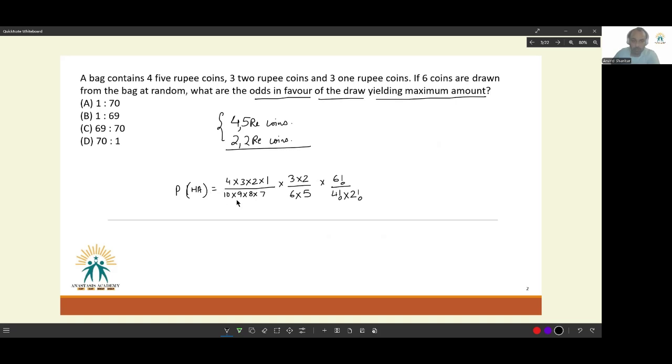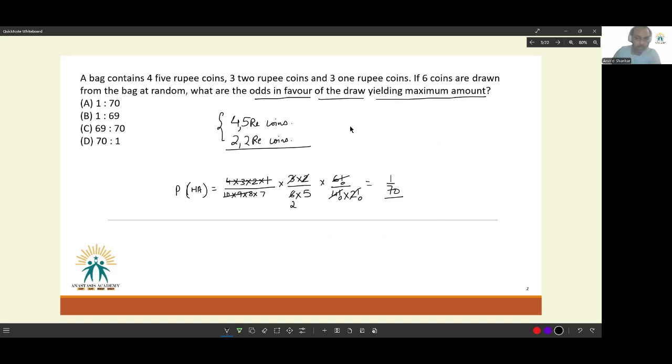So we have to solve for this. Now we have 4 factorial will get cancelled with this entirely, 2 factorial with this entirely. 10 into 9 into 8 is already 720, so this will also go away with 6 factorial. So we are left with 7 into 6 into 5. I can cancel this also, and the probability is 1 by 70.